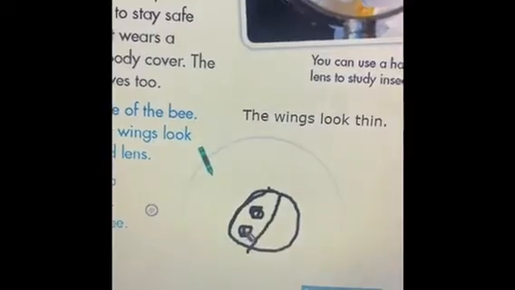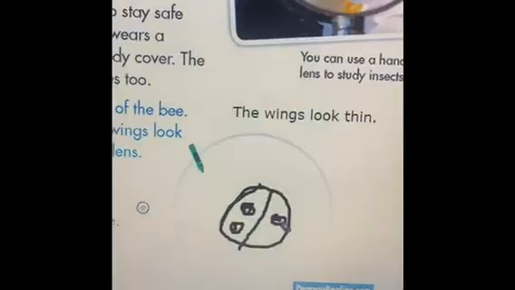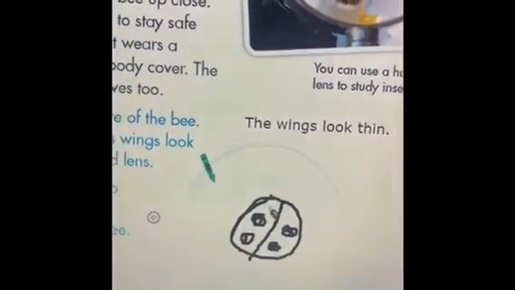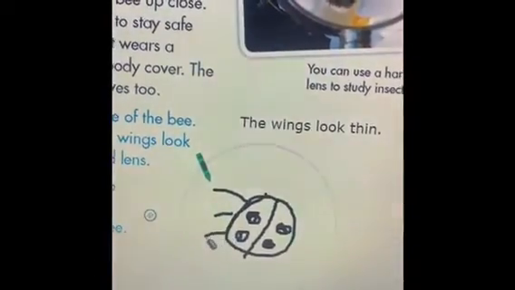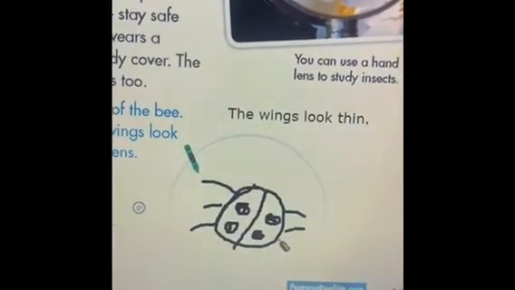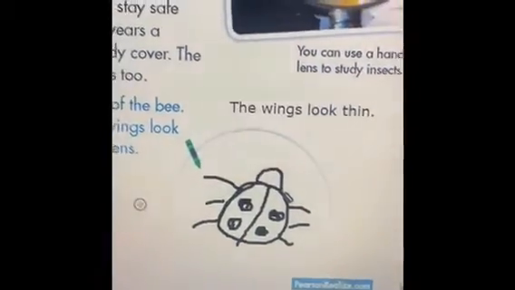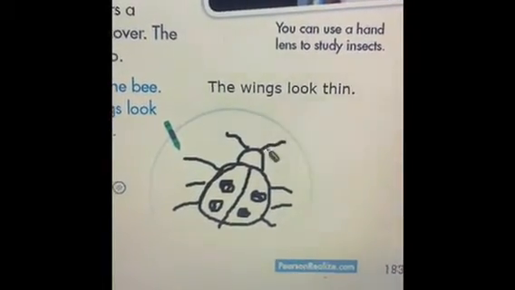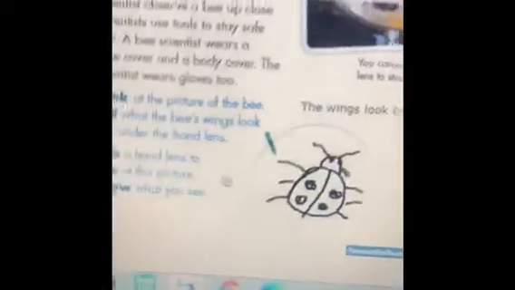So if we use the hand lens, we might see another insect such as the beetle or the ladybug. Okay, done.